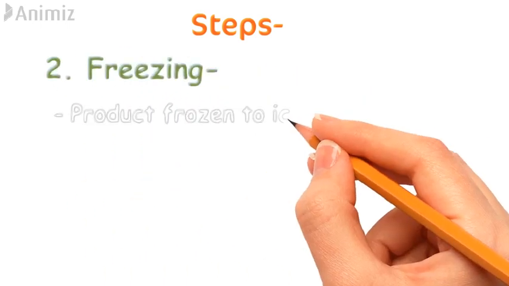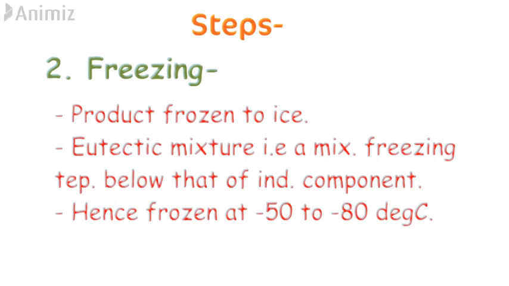The second step is freezing, where the product is frozen to ice. Generally, in the pharmaceutical industry, eutectic mixtures are used, which are mixtures that have a freezing point lower than the freezing temperature of the individual components. So we freeze at a temperature of -50 to -80 degrees Celsius.